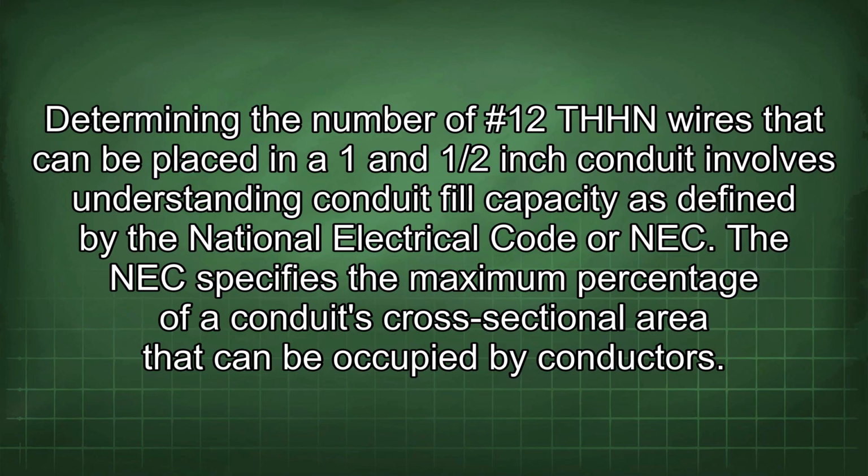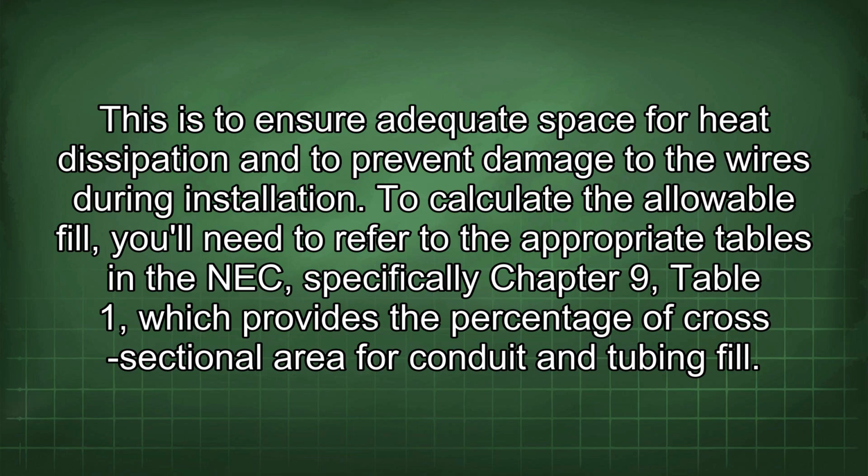Determining the number of #12 THHN wires that can be placed in a 1 and 1/2 inch conduit involves understanding conduit fill capacity, which is defined by the National Electrical Code, or NEC. The NEC specifies the maximum percentage of a conduit's cross-sectional area that can be occupied by conductors. This is to ensure adequate space for heat dissipation and to prevent damage to the wires during installation.